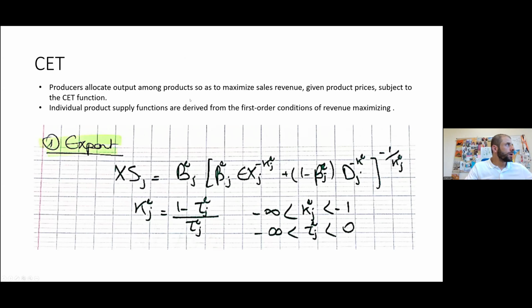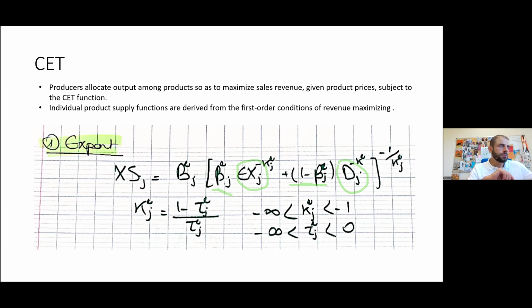This will be allocated between what we export and what goes to the domestic market. So EX is what is exported, D is what is sold on the domestic market, again of J. Okay. What is the share of what I export? It's beta. And what is the share that goes to the domestic market? It's 1 minus beta. Okay.